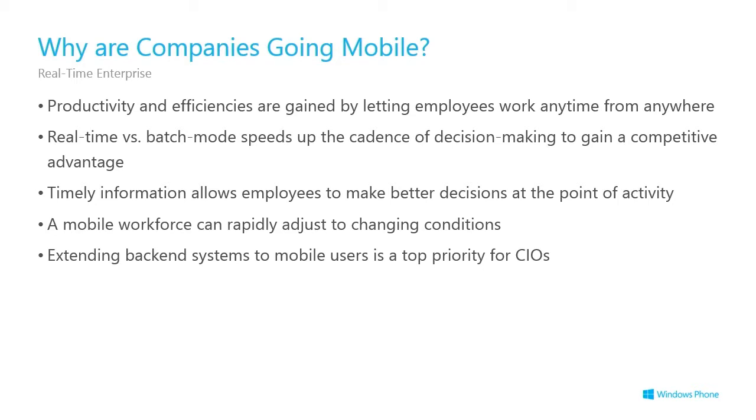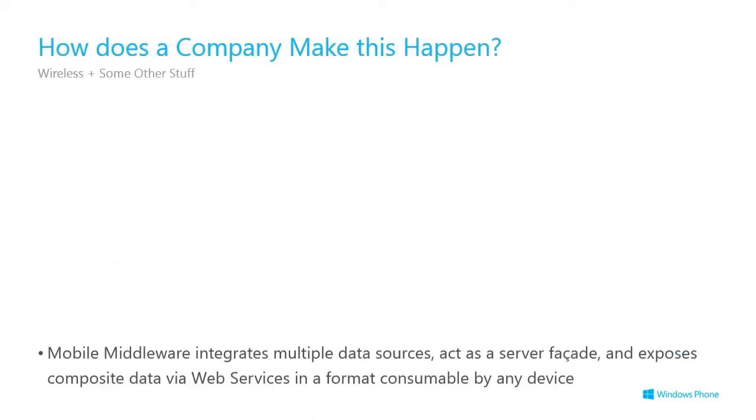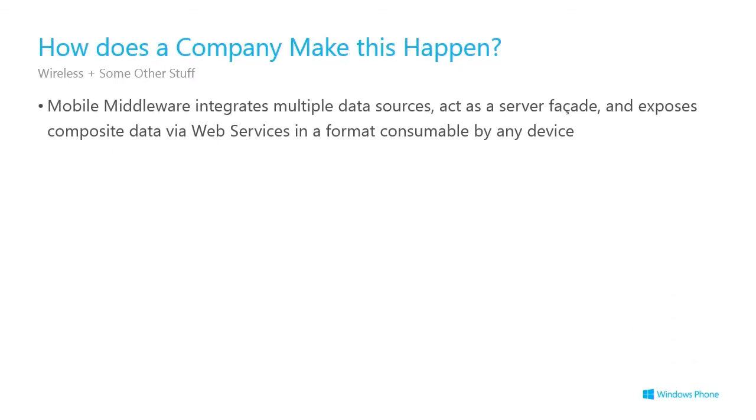The big thing here, and I said at the beginning, with CIOs, mobility being top of mind, right up there with cloud and other things, is that what CIOs want to do these days is extend their back-end systems. So those are databases and big ERP, CRM, big systems, and custom systems out to their mobile devices to help their employees. So how does a company actually do this? Well, I jokingly say up there wireless and some other stuff. It is these devices. It's smartphones like Windows Phone 8. It's tablets like WinRT running on the Surface and tablets from our OEM partners working together.